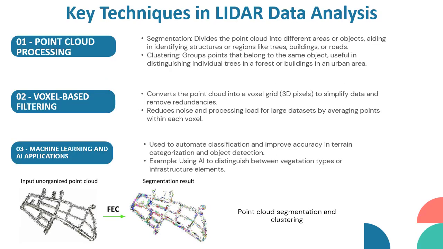Key techniques in LiDAR analysis. Point cloud processing: as I said before, we make a point cloud out of the data we get. Voxel-based filtering, in which we reduce the noise and aggregate the data accordingly. And in machine learning and AI applications, we can distinguish the point cloud as a tree, a building, and something like that. Like we can see in the diagram below, the raw data becomes usable data.